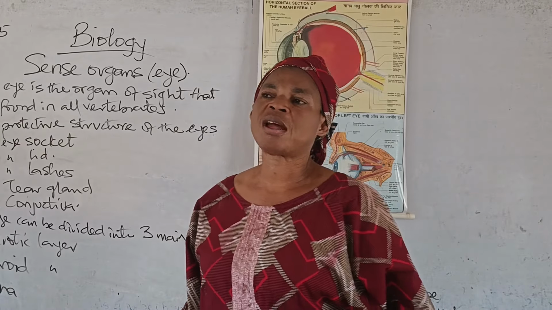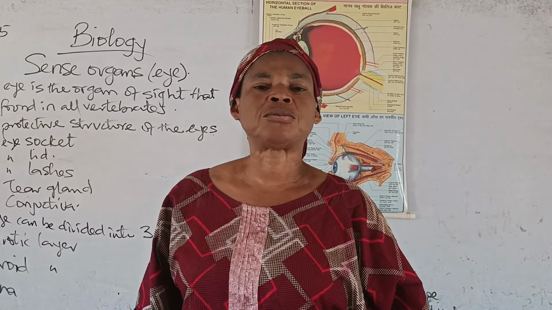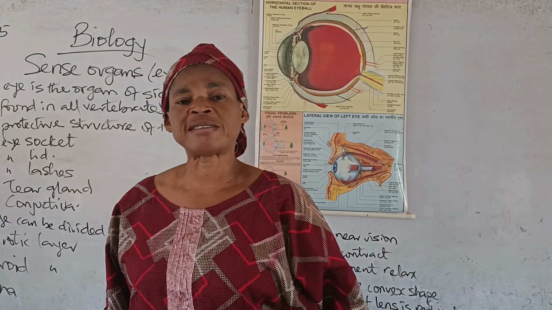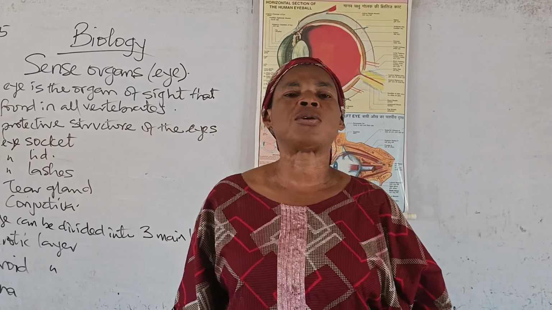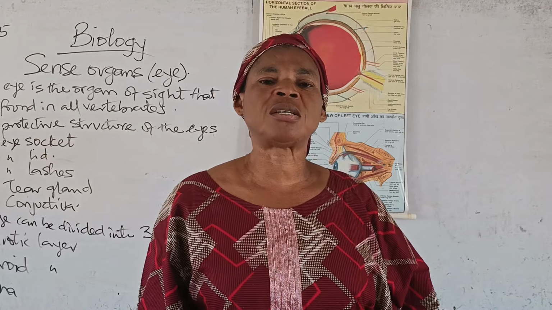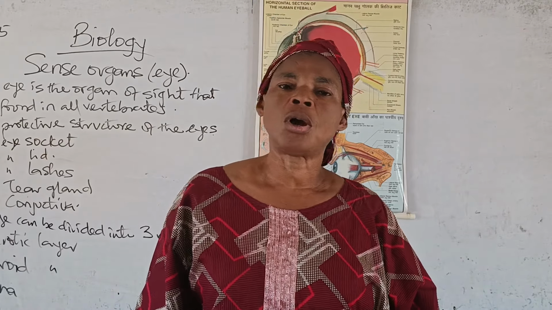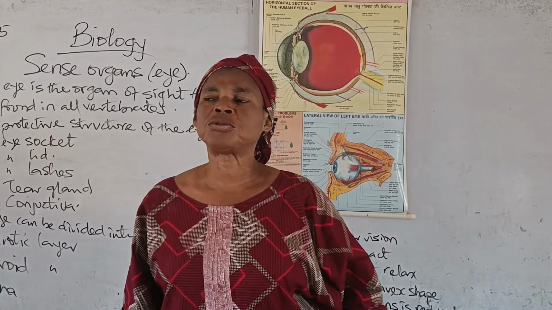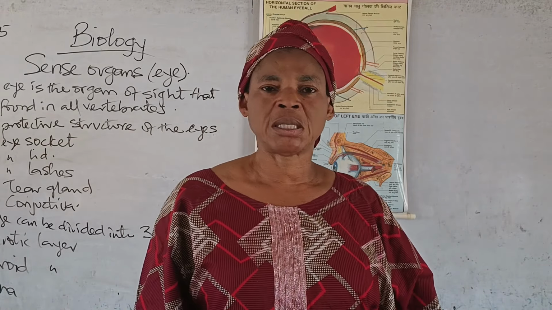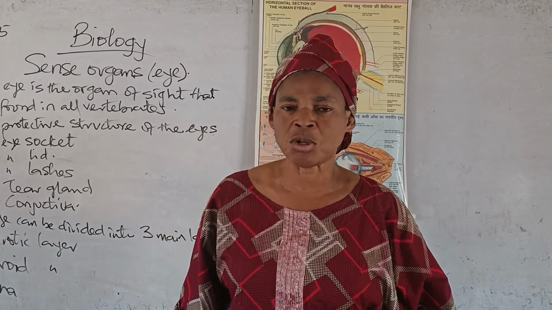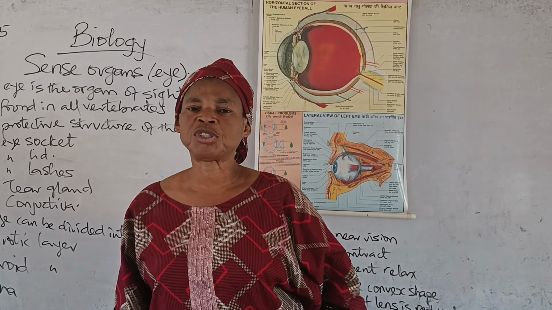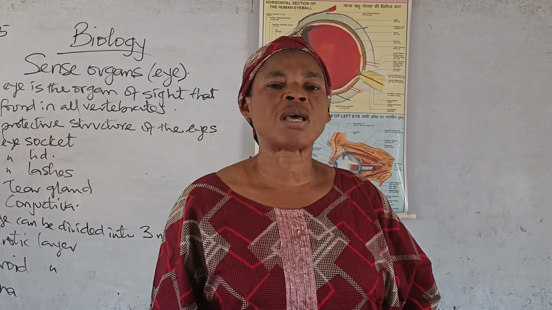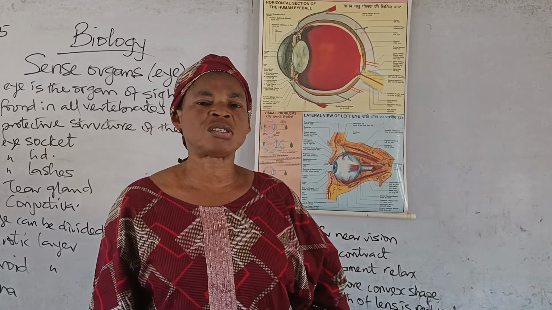So we need to take care of our eyes very well, so that they will not have any infection or any defect. And if there's any defect, just try and go to an optician. Let the optician recommend any drug or any eye drop that is supposed to be used. And when you notice that your eye is red and itchy or swollen, just go to an optician. They will recommend what you are supposed to use, so that you don't lose your sight.